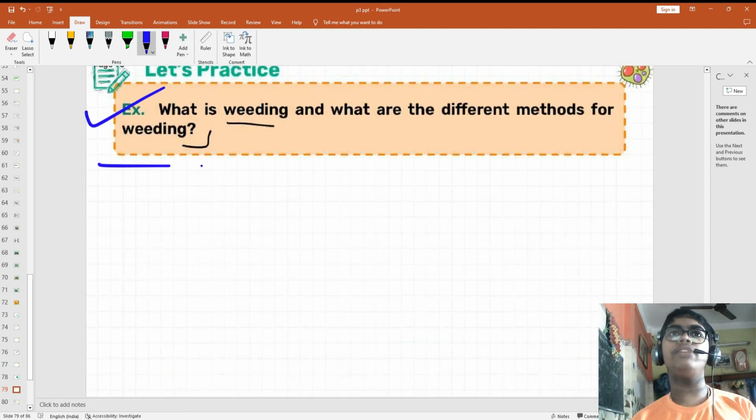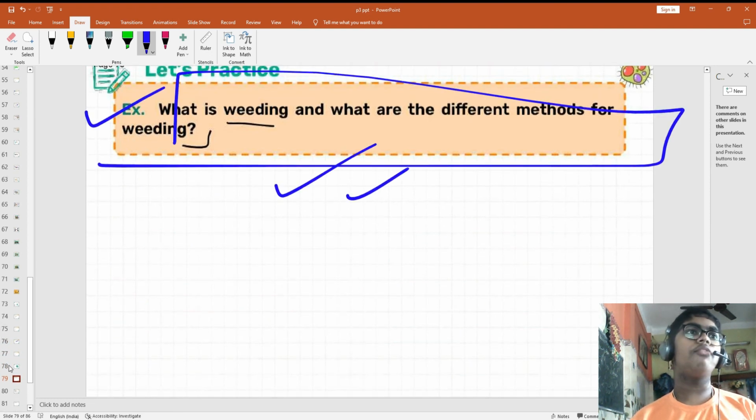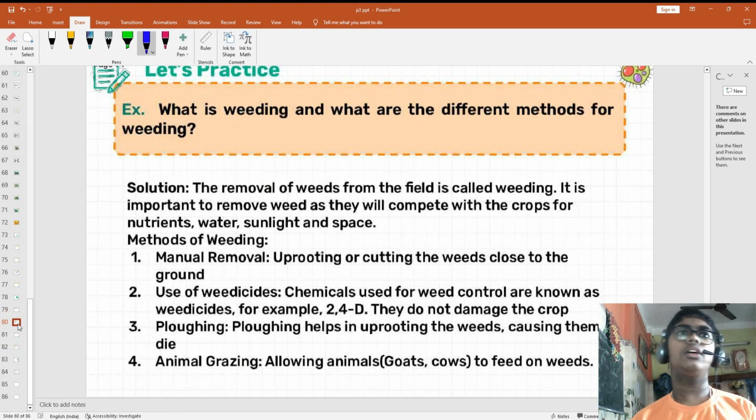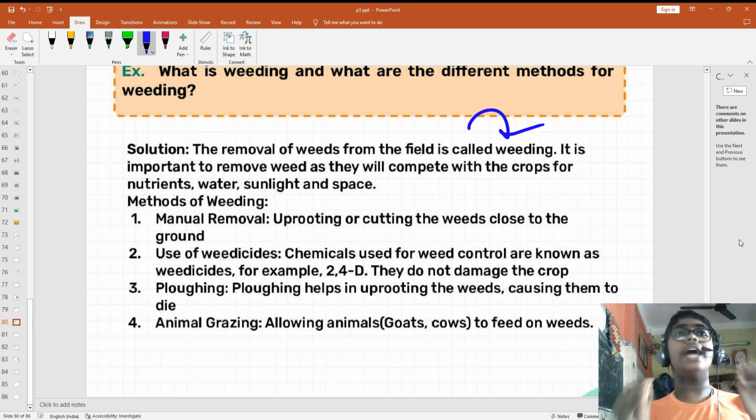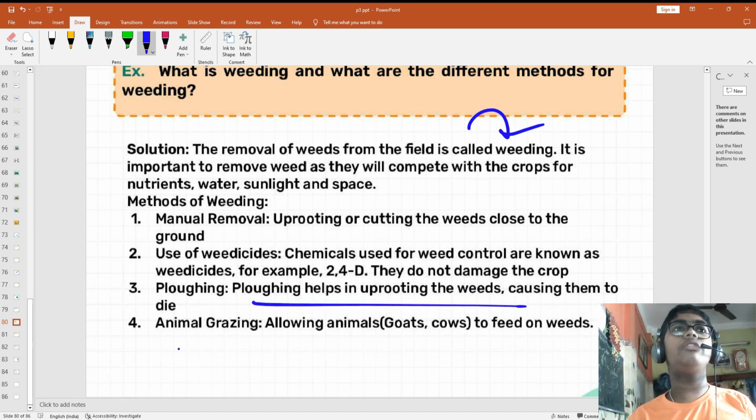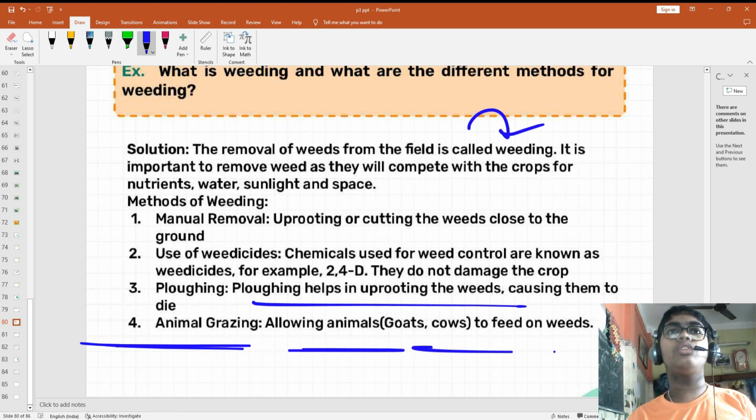Let's practice what is weeding and what are the different methods for weeding. The removal of weeds from the fields is called weeding. It is important to remove weeds as they compete with the crops for nutrients, water, sunlight, and space. Methods of weeding: manual removal, uprooting or cutting the weeds close to the ground. Use of weedicides. Chemicals used for weed control are known as weedicides, for example 2,4-D. They do not damage the crop. Plowing helps in the uprooting of the weeds, causing them to die. Animal grazing: allowing animals to feed on weeds.